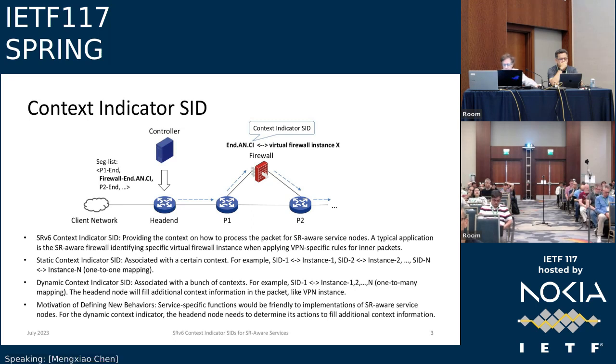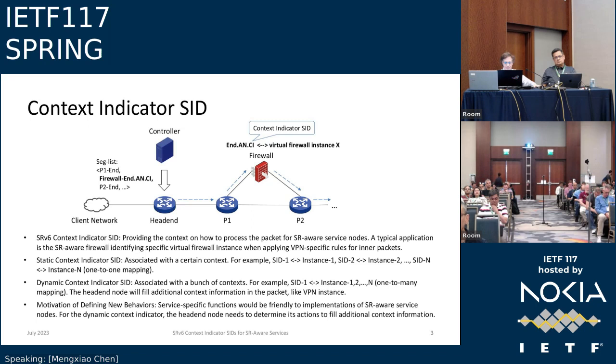Context indicator seed can provide the context on how to process the packet for SR-aware service nodes. A typical application is the SR-aware firewall. As shown in the figure, the firewall assigns a context indicator seed called End.AN.CI, which is a variant of End.AN. The seed is associated with one or multiple virtual firewall instances, which have rules for specific VPN packets. The controller organizes the context indicator seed in the SRv6 path.